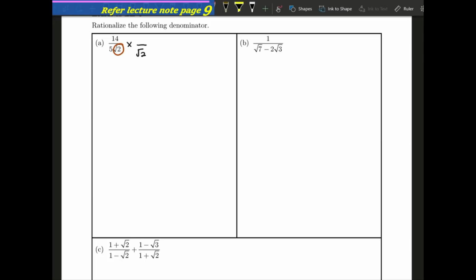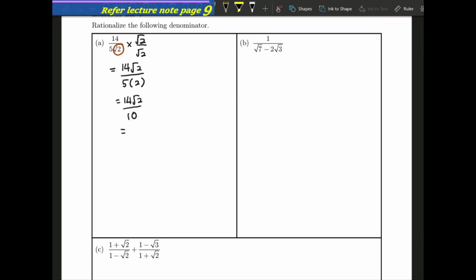So if we multiply the denominator by surd 2, what will happen to the numerator? You will multiply it by surd 2 as well, okay? So that it gives us the value 1. This is how we rationalize the denominator. So now it will become 14 surd 2 over 5 surd 2 multiplied by surd 2, which becomes 2 by using the property, right? And then it gives you the answer 14 surd 2 over 10.